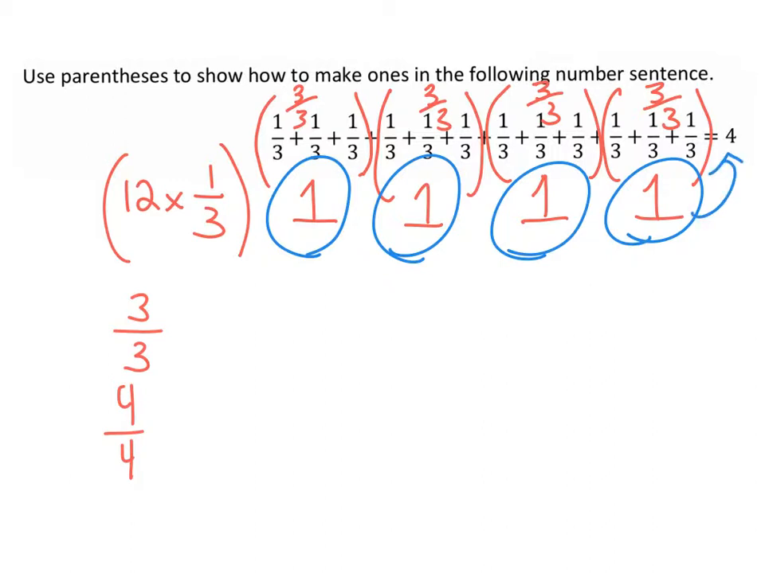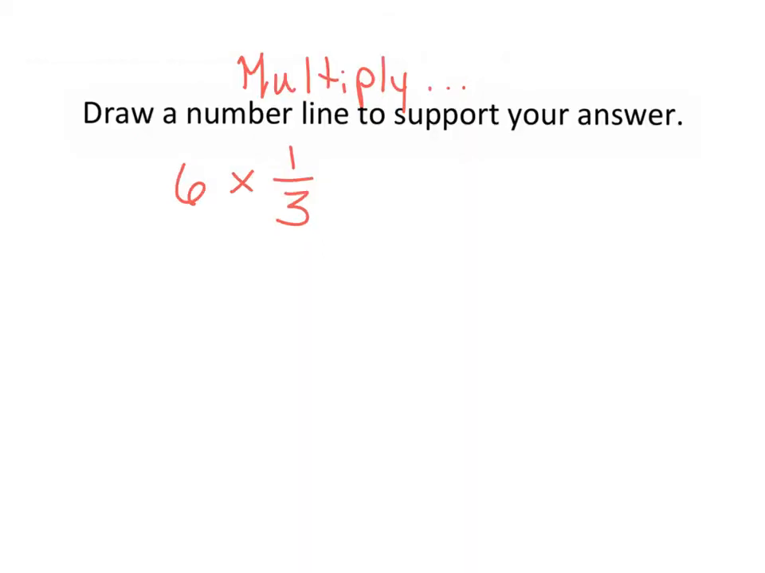So we use parentheses to show how to make ones in this following number sentence. And basically we had 12 thirds, which all equal 4. Okay, first we're going to multiply, and then we're going to draw a number line to support your answer. So 6 times 1/3 is equal to 6/3.